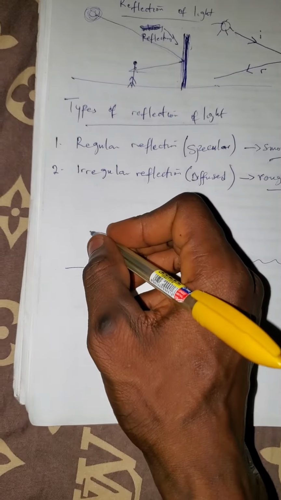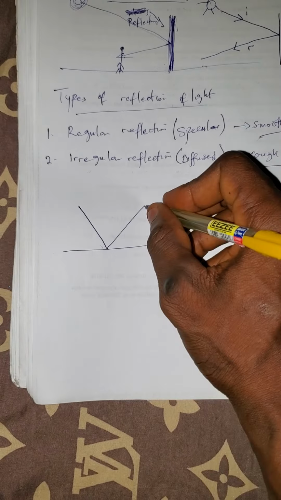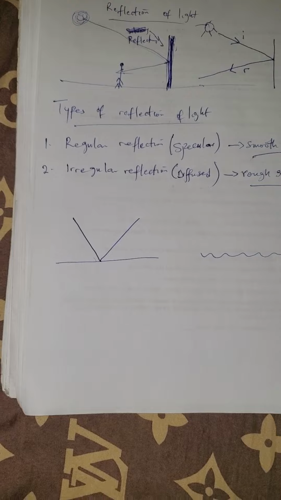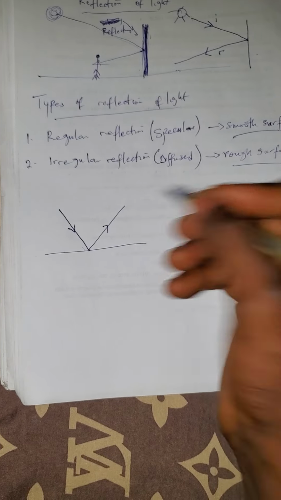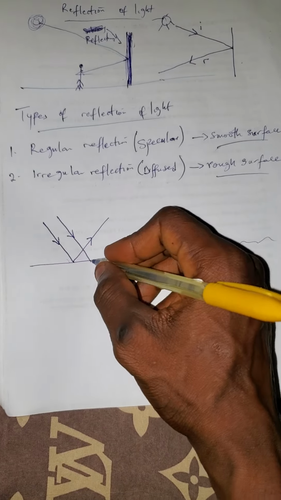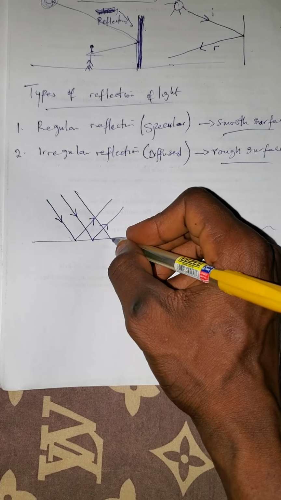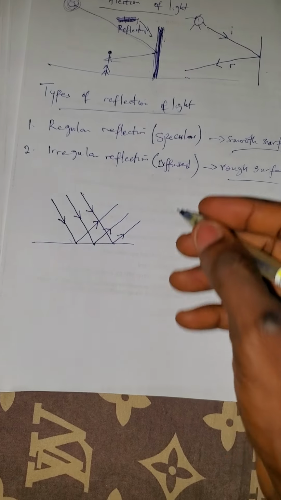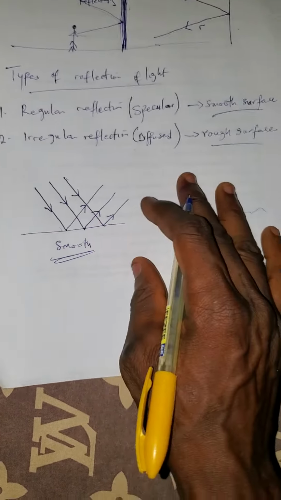Now let us see this one. If the light is reflected like this, it produces a reflected ray like that. If you have an incident ray like this, then it is reflected like this. Another one, incident like this, then reflected like this. Another one, incident, then reflected like this. You observe that this happens because this happened on a smooth surface, and we'll call this regular reflection.